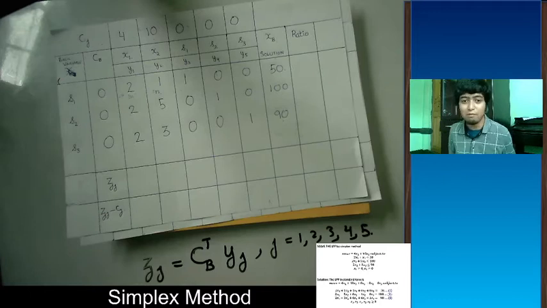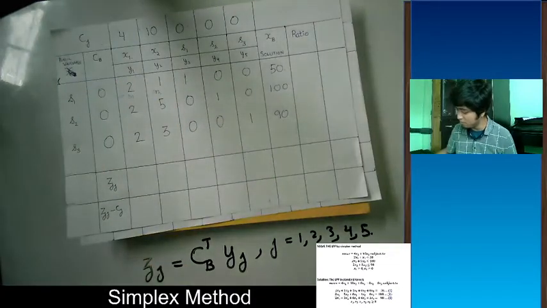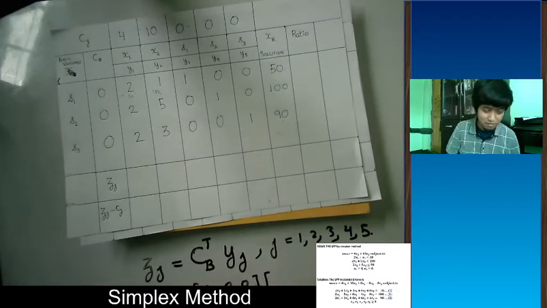Now let us find out what Cb transpose yj is. Cb transpose is 0, 0, 0. It will become a row times yj.